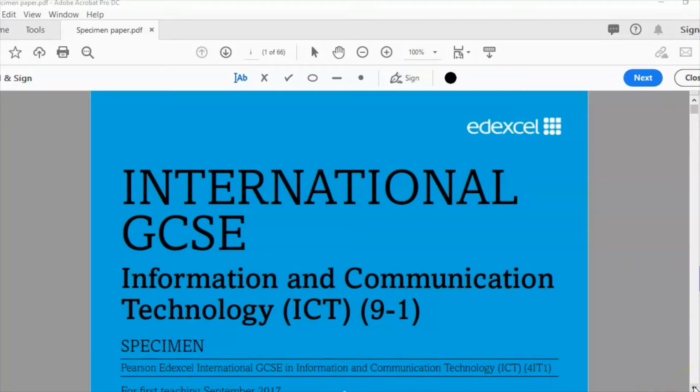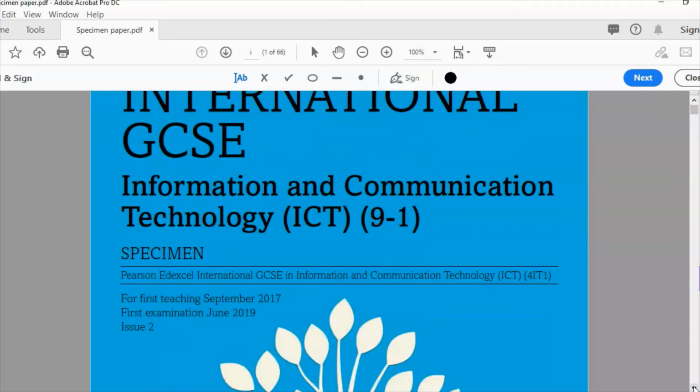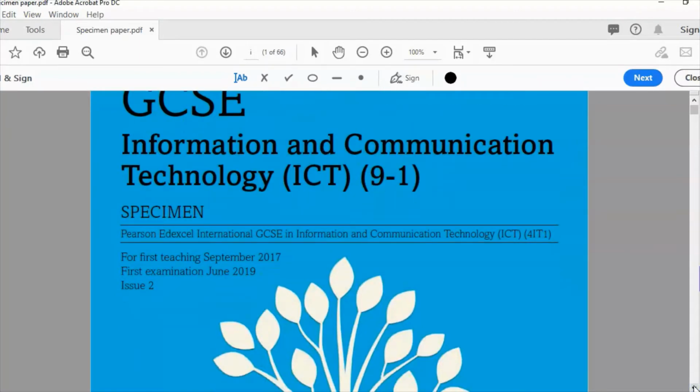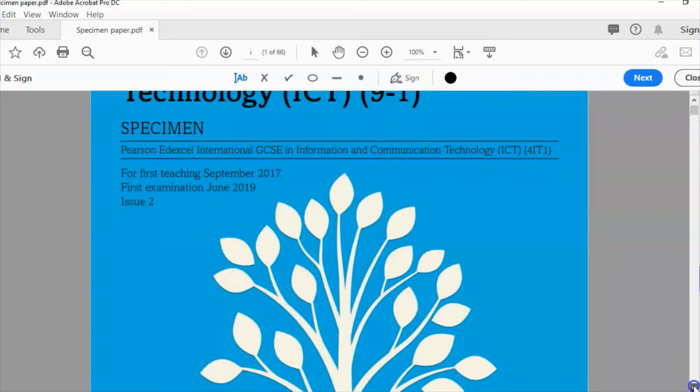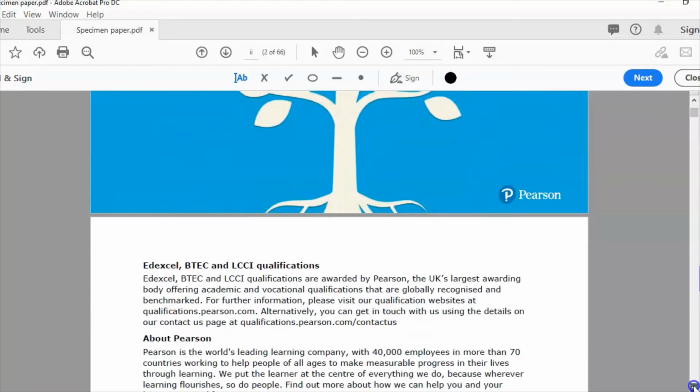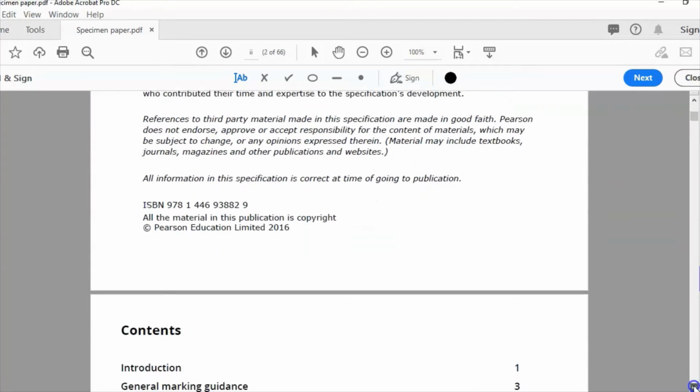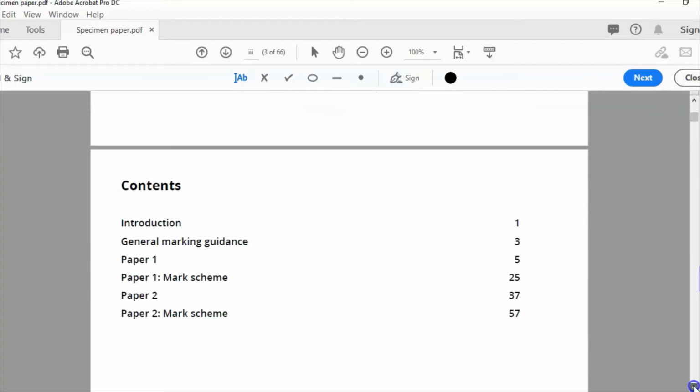This is the specimen paper. We haven't looked at this before. Edexcel have put out an example, a specimen exam paper, at the start of when they released the course, before they had any exam papers to release, to show students and teachers what the exam would look like and to give the people taking the first examination, June 2019, an idea of what the questions would look like.